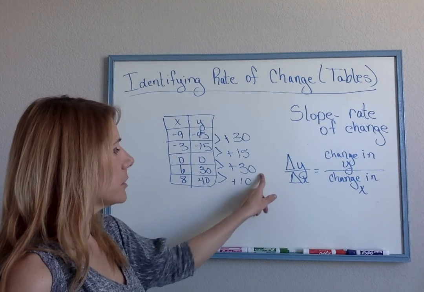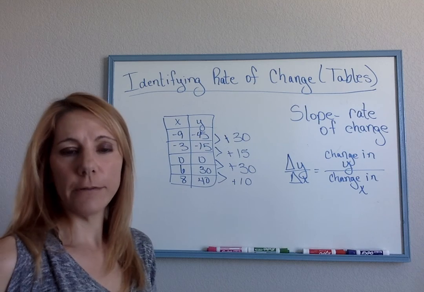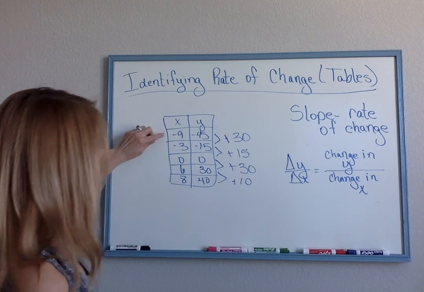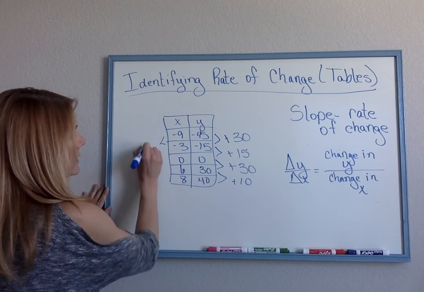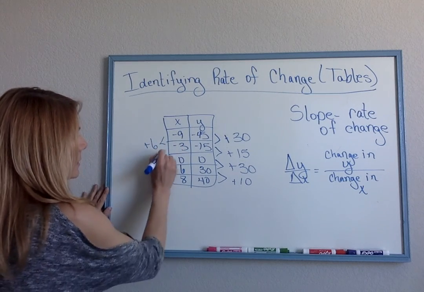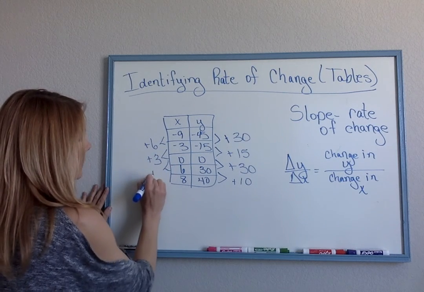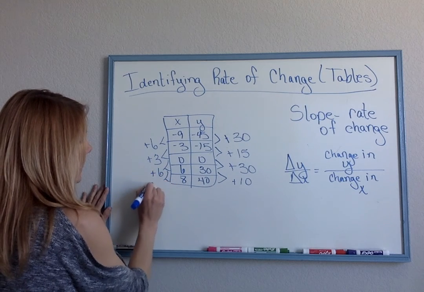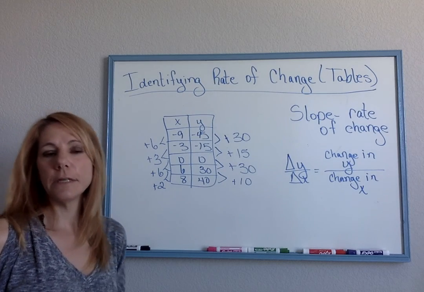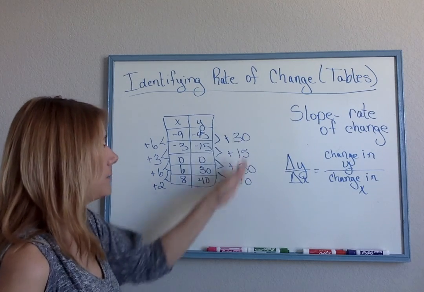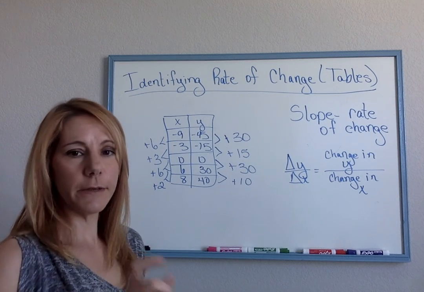So even though these aren't the exact same numbers each time, we still are going to see that the rate of change is exactly the same. So if you notice on this side, when I do my rate of change, -9 to -3, I'm adding 6. -3 to 0, I'm adding 3. 0 to 6, I'm adding 6. And 6 to 8, I'm adding 2. Okay? So when I look at these, the difference is that they are not the exact same number each time. So what that means is I actually have to look at each individual one.